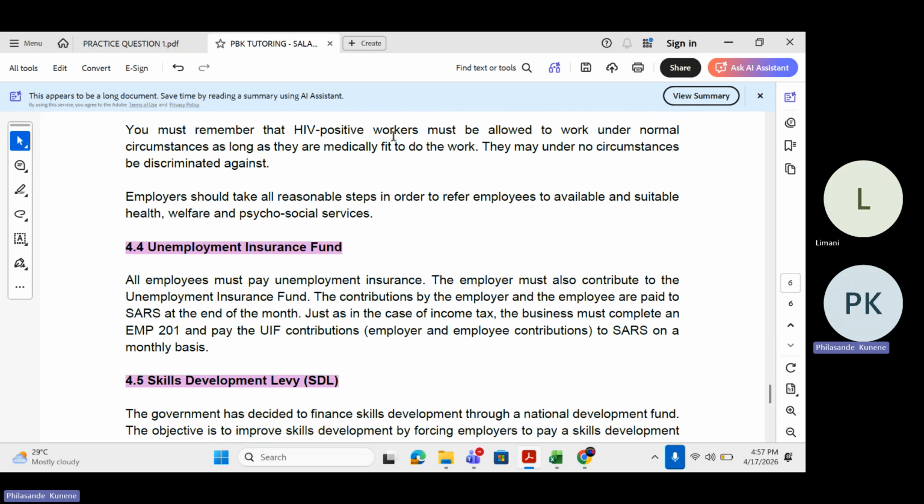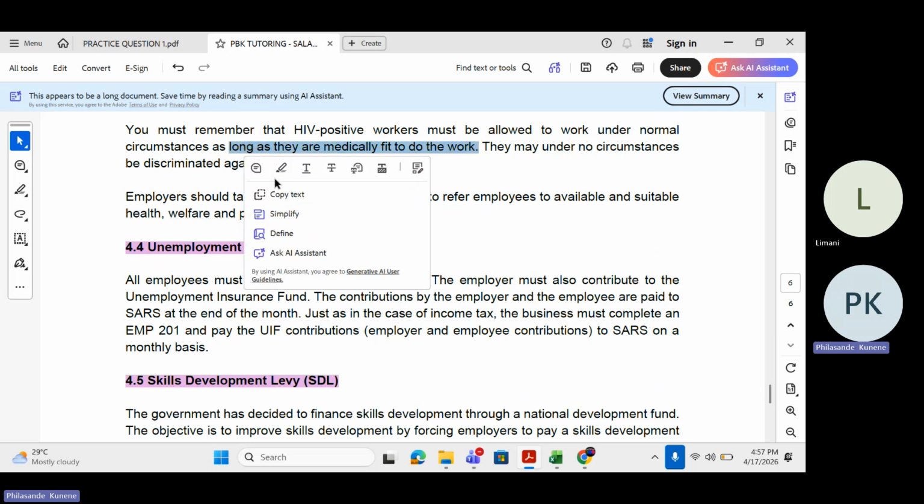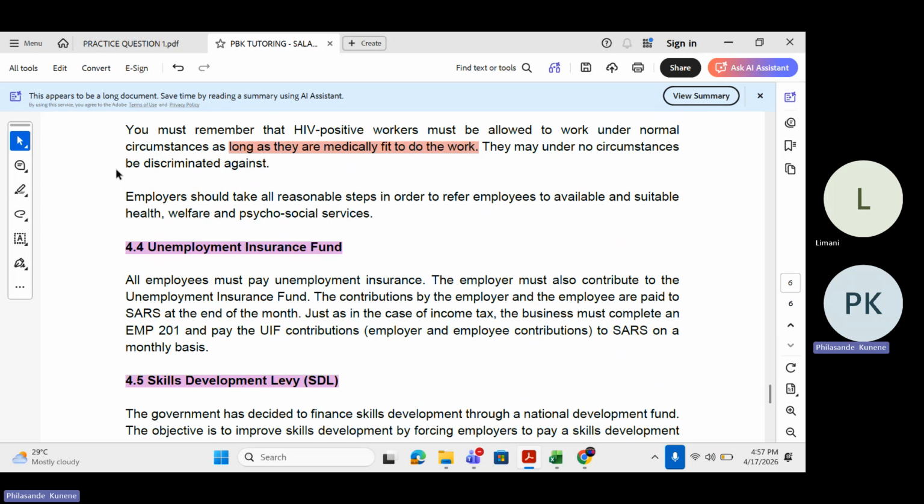You must remember that HIV positive workers must be allowed to work under normal circumstances as long as they are medically fit to do the work. Yes. They may, under no circumstances, be discriminated against. To say if you are sick and you are able to do the work, they must allow you to carry on doing your work as an employee. They can't just say because now you are HIV positive, now we cannot work with you. What is HIV going to do to them? Because you're not just going to transmit it to them just because you have HIV. Now they want to discriminate against you and all of that. That is not allowed, right? It is against the law.